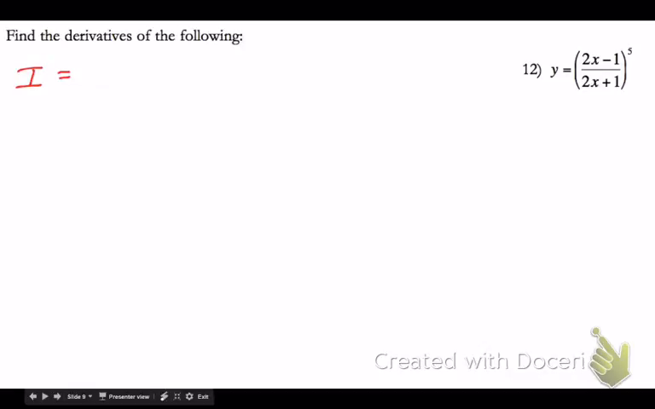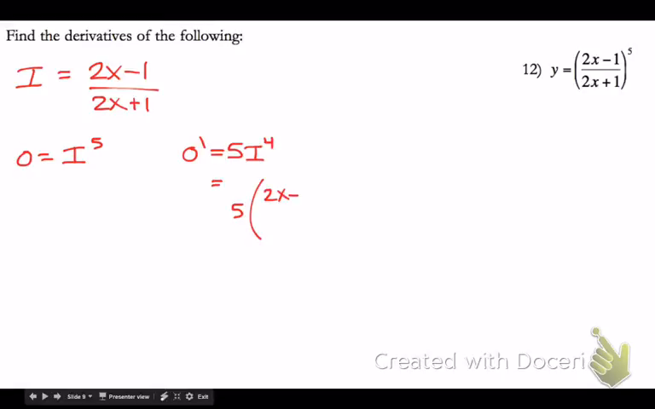All right, so what is the inside function in this one? (2x minus 1) over (2x plus 1). Beautiful. What's the outside function? u to the 5th power. All right, what's the derivative of the outside? That one's easier. Beautiful. 5u to the 4th power. So I just replaced u back with what it equaled again, (2x minus 1) over (2x plus 1).